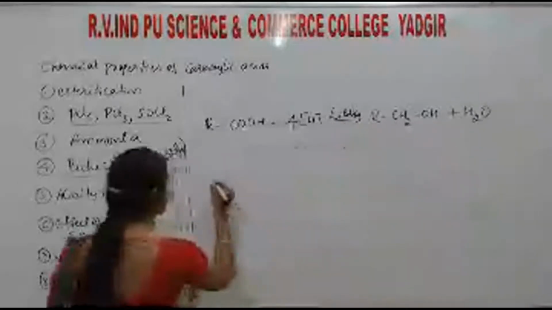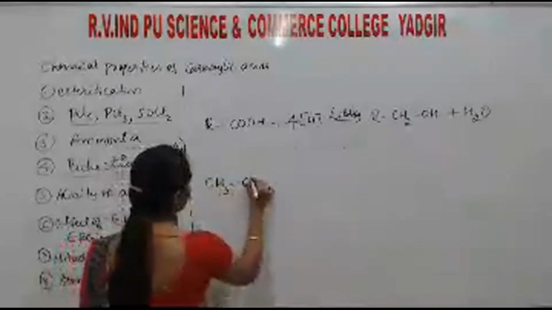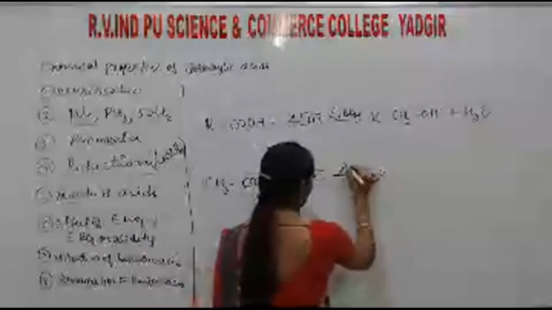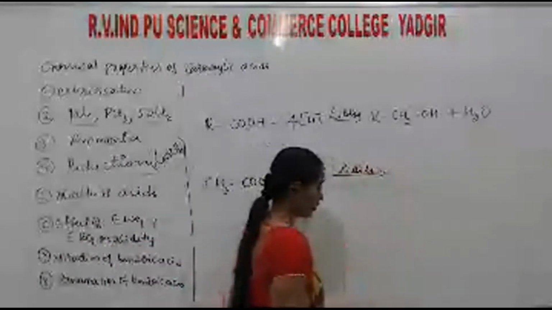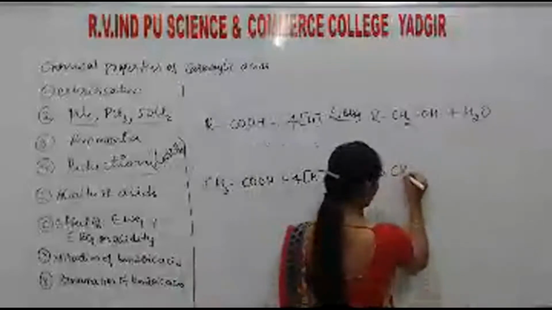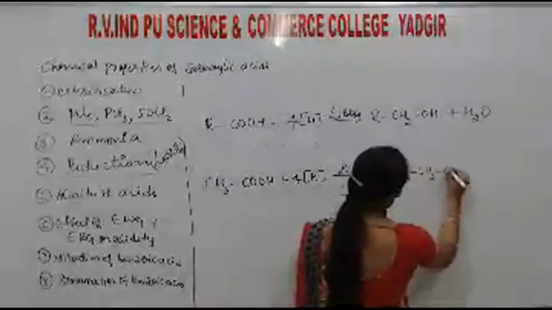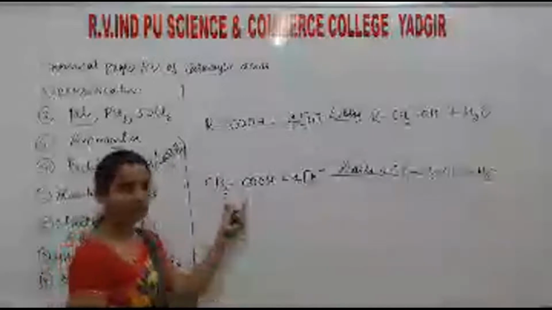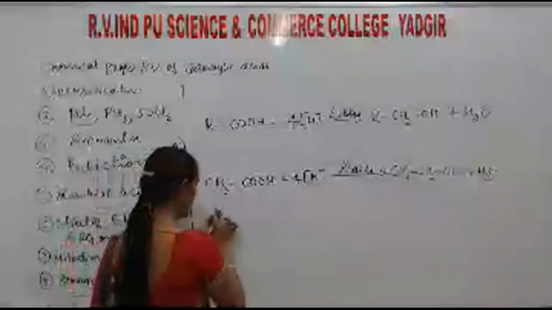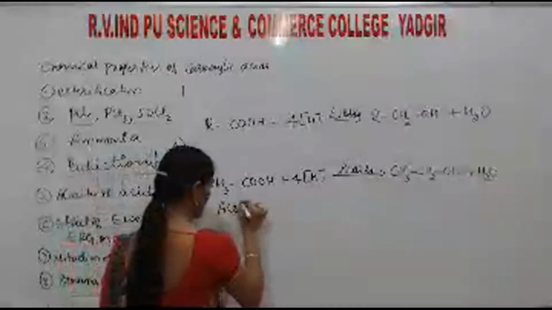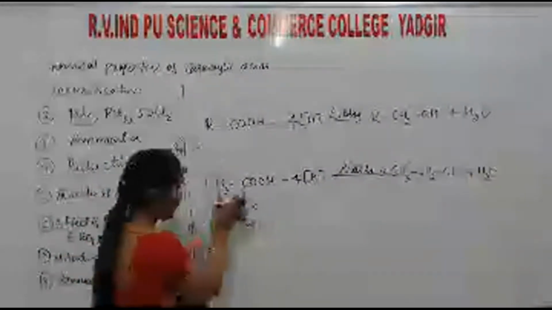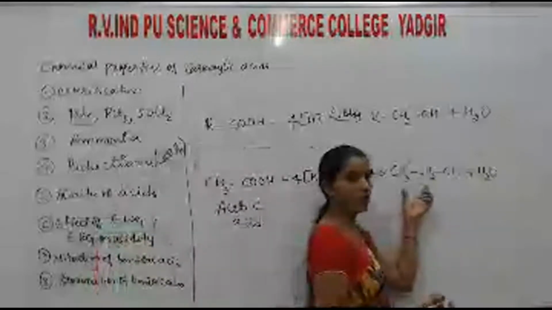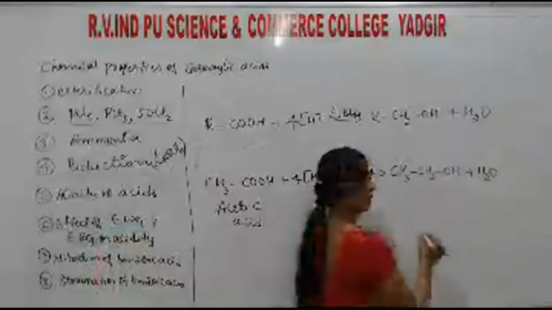Okay, so for example, if you take CH3COOH plus 4H, then what is the product formed here? CH3CH2OH plus H2O. So name of this compound, CH3COOH? Acetic acid, or in IUPAC, here 2 carbon atoms are there, so ethanoic acid. And this one is 2 carbon atoms with 1 OH group, ethanol.